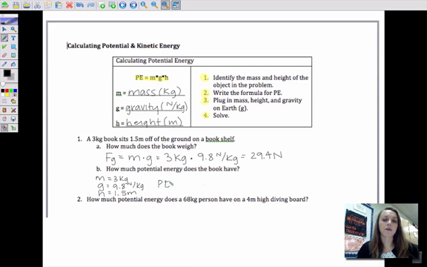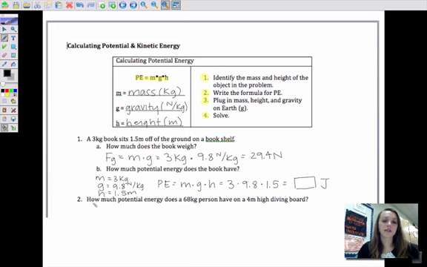Then I'm going to write down my formula, which is mass times gravity times height. Now I'm on the third step where I'm going to plug in mass, height, and gravity. So 3 times 9.8 times 1.5 is going to get me my potential energy. Using a calculator, you should figure out the potential energy, and that will be in joules.